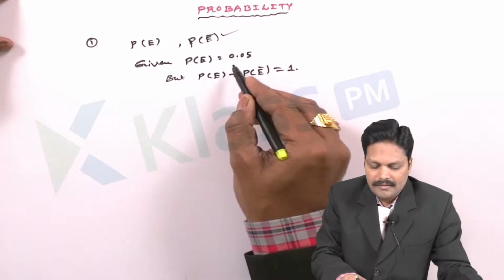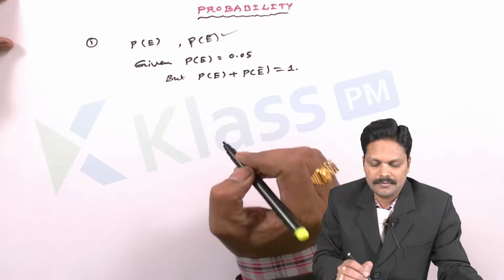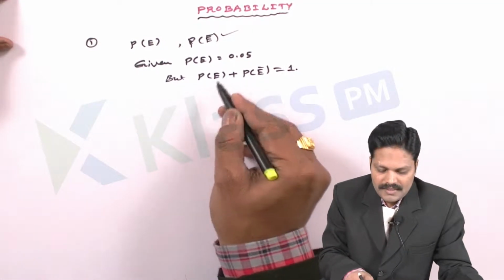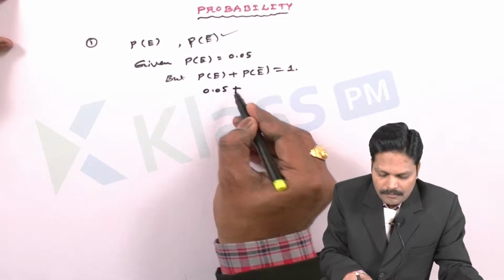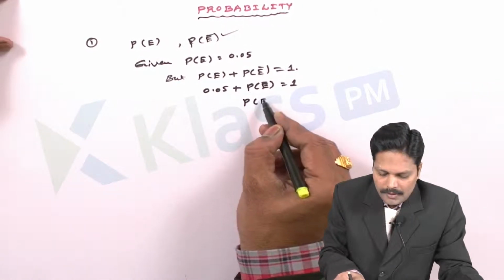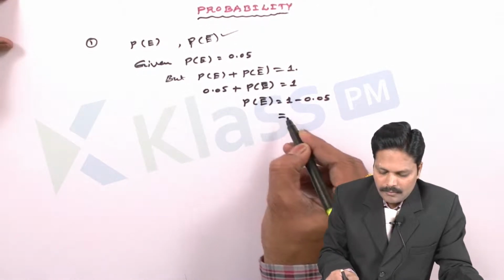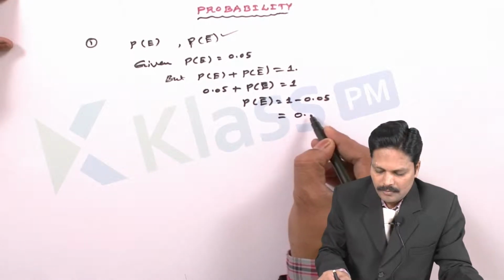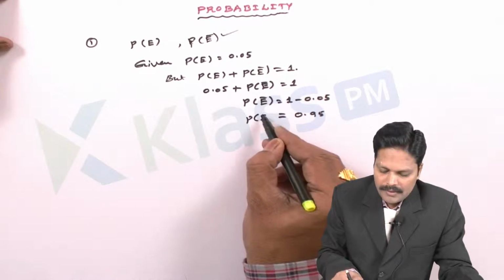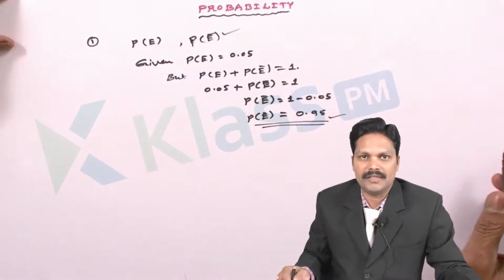If we substitute the values, this is one of the methods for small questions and answers for 1 mark or 2 marks. We have this type of problems. So probability of E is given as 0.05, plus probability of E bar is equal to 1. So probability of E bar is equal to 1 minus 0.05. By subtracting the value we have 0.95. So this is the probability of not E. In this manner we can find the values.